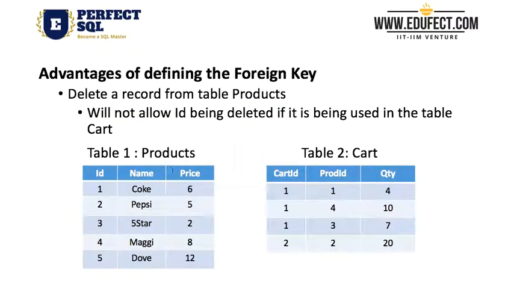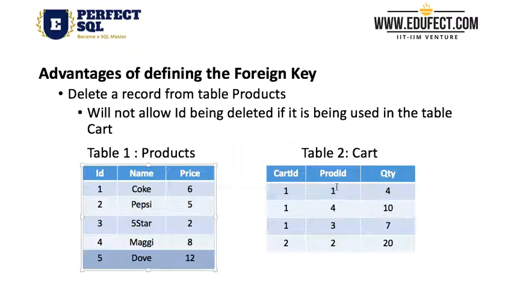So here we have the same products and cart. So suppose if we want to delete this row ID 1, can we delete it? No, because prod ID 1, so ID 1 is in use. Can I delete ID 2 Pepsi? Is it in use? Yes, it is in use, so it will give me an error. 3, 5 Star, can I delete 3? No, I cannot delete 3. 4 Maggie, can I delete it? 4 is again in use here, so I cannot delete it.